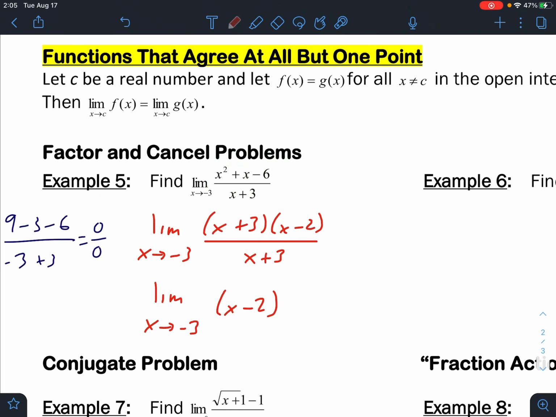So now we can substitute -3 in here, and we get our limit must be -5. So what does that mean? That means that on the graph of this function, there's going to be a hole at (-3, -5).